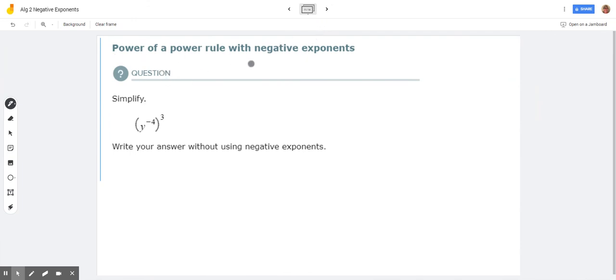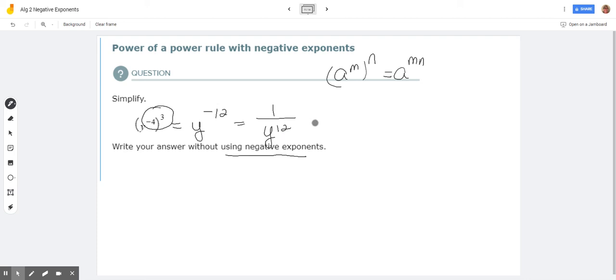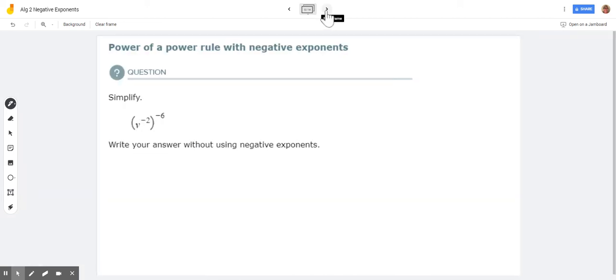Here we go. Power rule with negative exponents. Nothing has changed. a to the m to the n is equal to a to the mn. Okay? So look, you get y to the negative 12th. Multiply these two numbers. But we have to use no negative exponents. Definition of negative exponents. Put it under 1. And you're done. Okay, here. Multiply them, v to the 12th, and it's positive. So we're good to go.